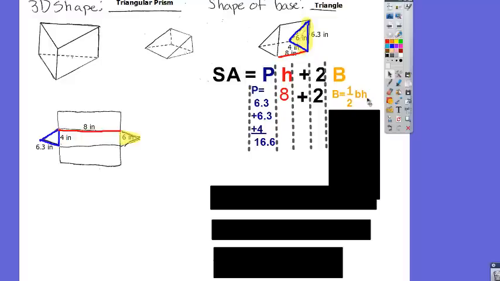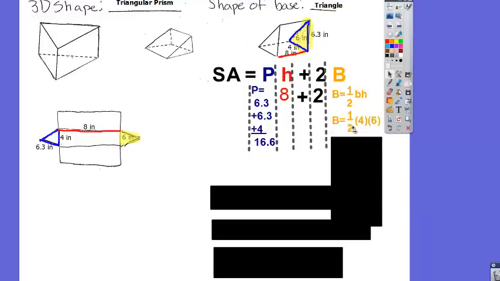Remember, this H is talking about the height of the base, not like this H, which is talking about the height of the prism. So what is the base of the base? That is 4. The height of the base is 6. So when I rewrite this, I'm going to write 1/2 times 4 times 6. So remember, multiplication is commutative, meaning you can change the order and it won't change what you get. So I'm going to do 4 times 6 first. Oh, I'm just kidding. I thought I was. I didn't. Which proves that you can do it in whatever order you want.